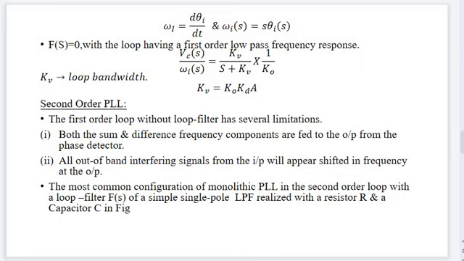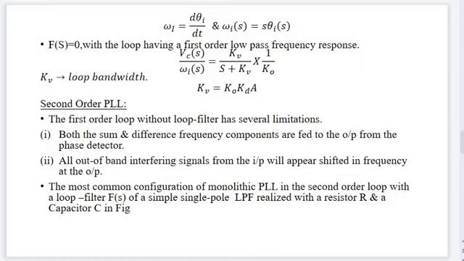So the ratio of voltage to angular frequency is Kv by s plus Kv, times 1 by K0. This can be written with Kv representing the loop bandwidth, where Kv is equal to K0·Kd·A. Second order phase lock loop.